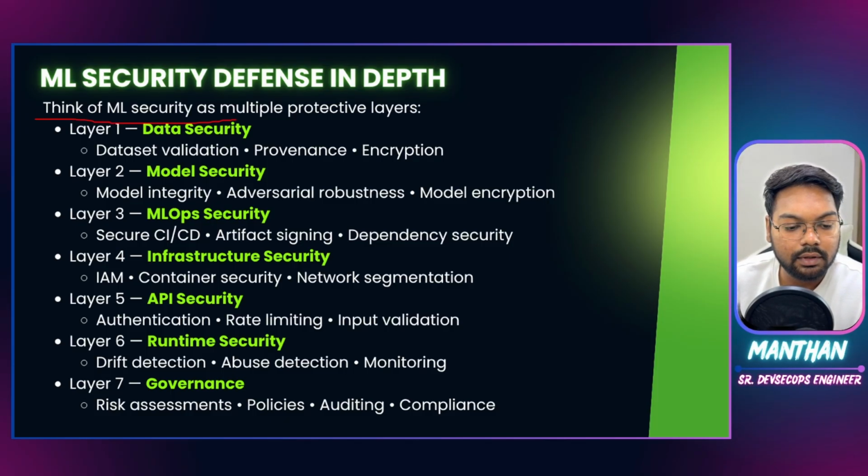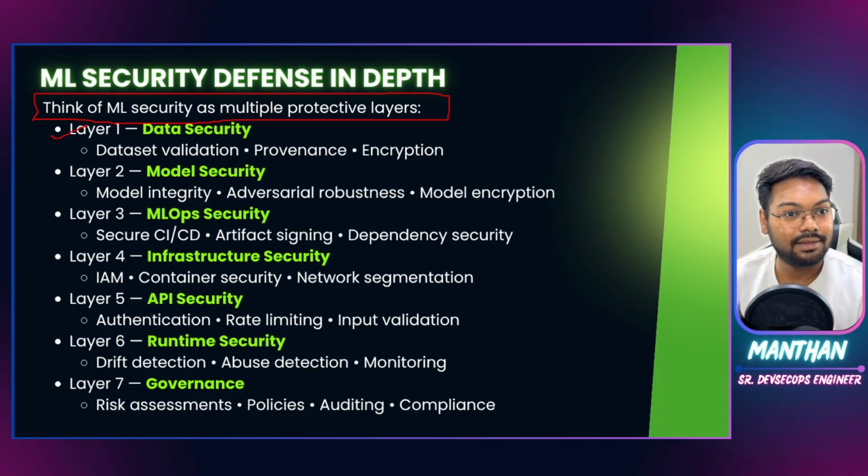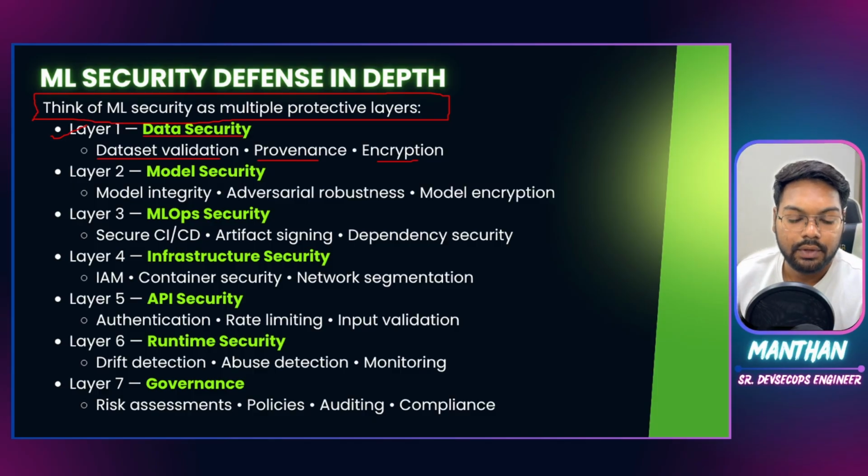First of all, think of ML security as multiple protective layers, wherein we would see layer 1, layer 2, and this is the same layer that we earlier saw when we were talking about ML attack surfaces, and then different layers. First of all, the first layer is the data security layer, wherein we would do the dataset validation, provenance of the data, and encrypt that particular data, so that it should not be accessible by someone who is outside the organization. Then layer 2 is model security, wherein we would again have model integrity checks.